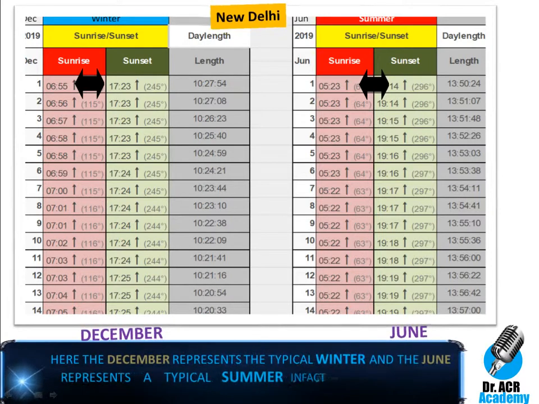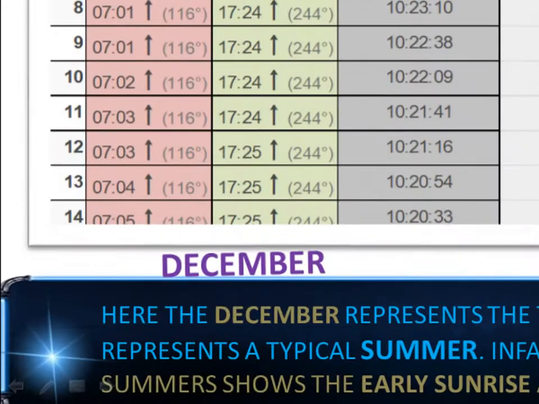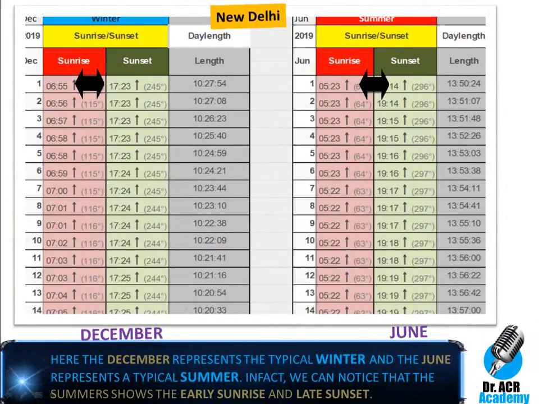Here, December represents a typical winter and June represents a typical summer. In fact, we can notice that summer shows an early sunrise and late sunset. Now, let us compare them.